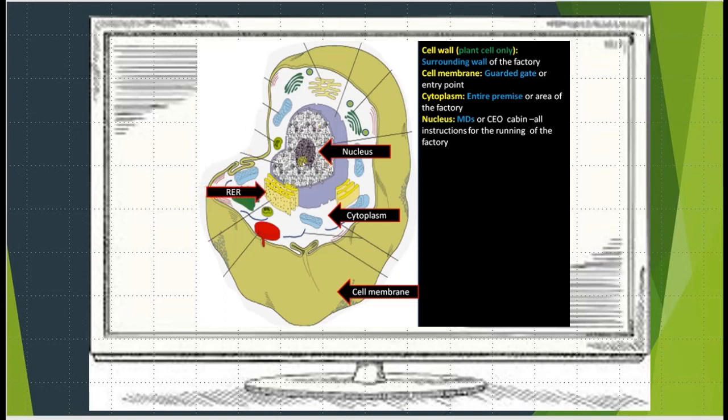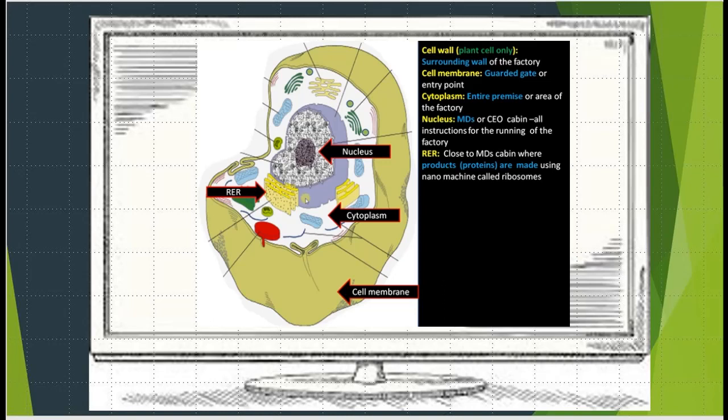Next, close to the nucleus is the RER or rough endoplasmic reticulum. It can be considered as a center that is close to MD's cabin where products are made, or proteins are made using nanomachines called ribosomes. It is called rough because it is studded with ribosomes. Ribosomes are protein synthesizing machines. So it is a site where products are made and polished.